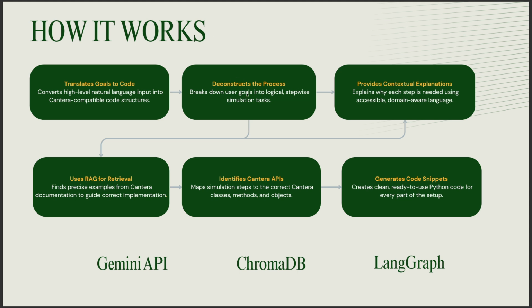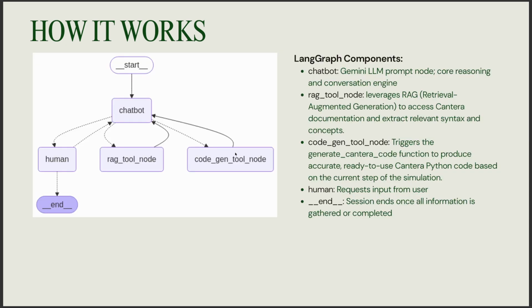So it deconstructs the process, and then throughout the deconstruction, it explains its choices, maps the steps to the correct Cantera API and function calls, and uses a RAG system to pull real examples from Cantera's documentation, explain them to the user and also create code. All of this is powered by Google's Gemini API for reasoning and generation, ChromaDB for fast semantic search over documentation, and LangGraph to orchestrate the conversational flow with function calling. In short, the user will speak the language of engineering and ChemSimGuide will handle the coding for it.